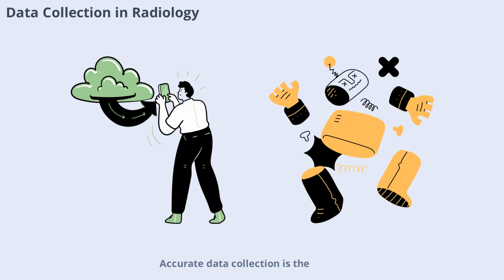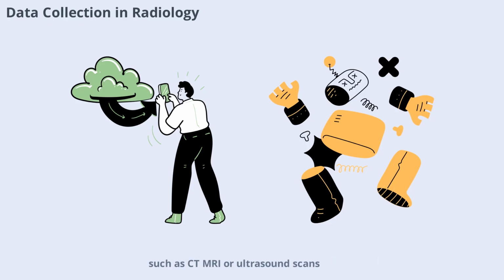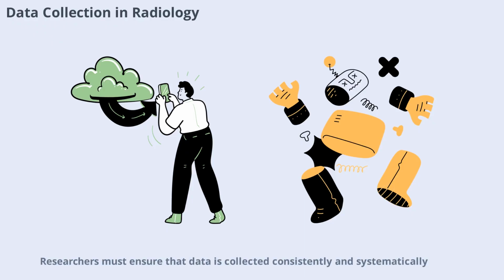Accurate data collection is the foundation of quantitative research in radiology. This process involves gathering numerical measurements from imaging studies, such as CT, MRI, or ultrasound scans. Researchers must ensure that data is collected consistently and systematically, using standardized protocols to minimize variability. High-quality data collection not only improves the reliability of research findings, but also enables meaningful comparisons across studies and institutions.